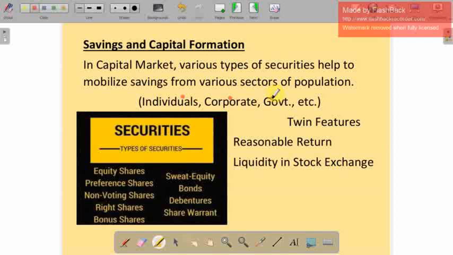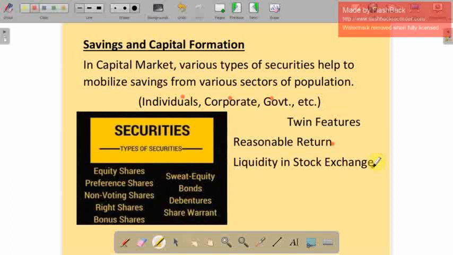For the business. So there are two features. One is a reasonable return and liquidity in the stock exchange. What is a reasonable return? The investor invested their savings money, so for that they are getting some benefit. That benefit is called a dividend. So that is a reasonable return. What is a dividend? Dividend is a profit divided and given to the shareholder. They invest their money, so for that they get the reasonable return.